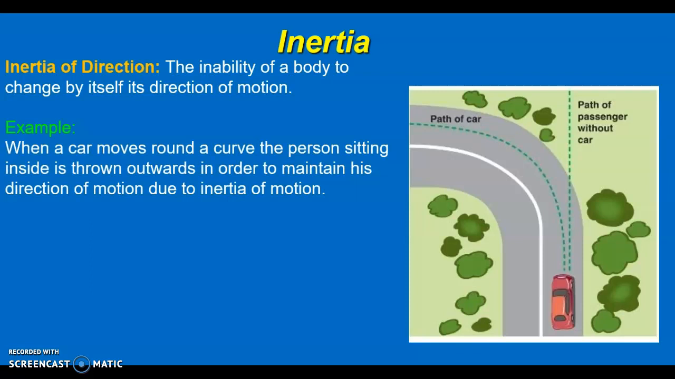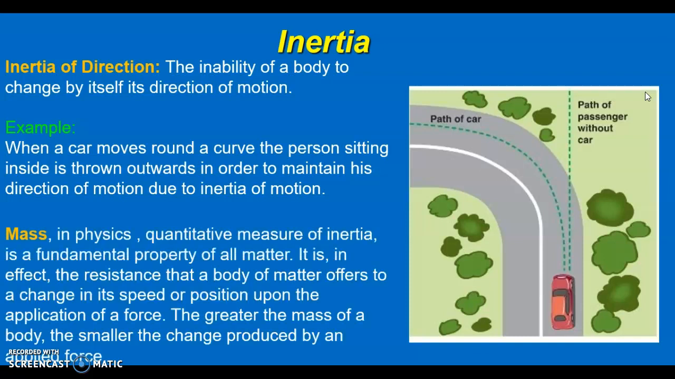So this is the example. When a car moves around a curve, the person sitting inside is thrown outwards in order to maintain his direction of motion due to inertia of motion. So outwards through the windows to the right, okay, because in this case the straight initial pathway is to the right of the motion. So here it is. If the car was moving here, then this is the right side of the car. So the passengers sitting there are going to move in this direction, tending to keep the same pathway.